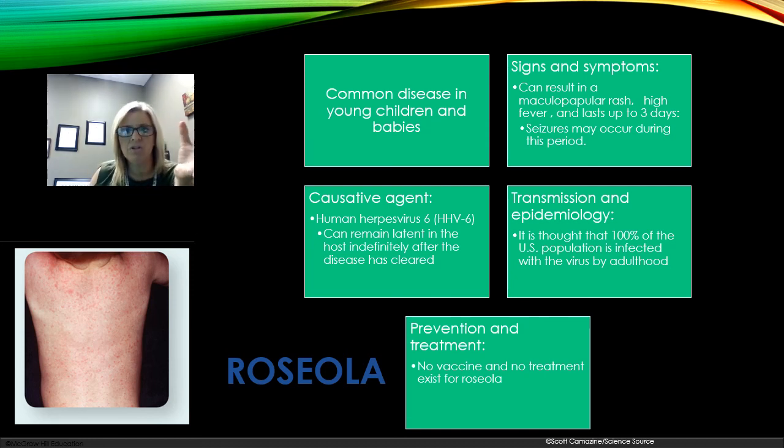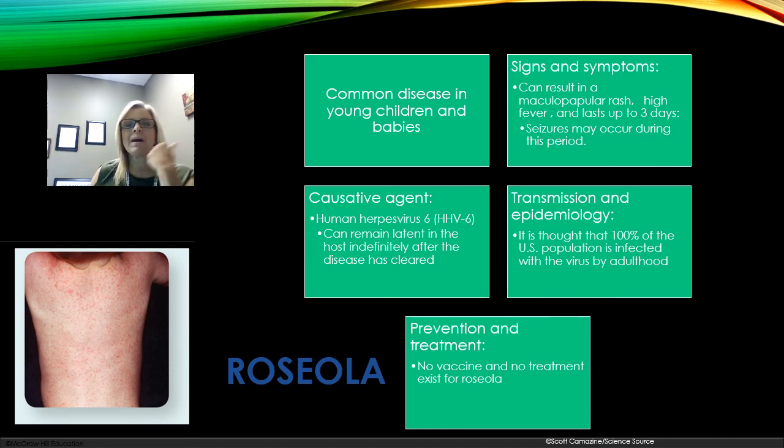This is like another common childhood illness. You get this maculopapular rash, high fever. It can be up to 3 days. If the fever is high enough, you may actually see some seizures with this, which is problematic. It can actually remain latent or sit on the host indefinitely after the disease has cleared away, and then reactivate in childhood or even adulthood. And then you're going to have mononucleosis-like or hepatitis-like symptoms with that.